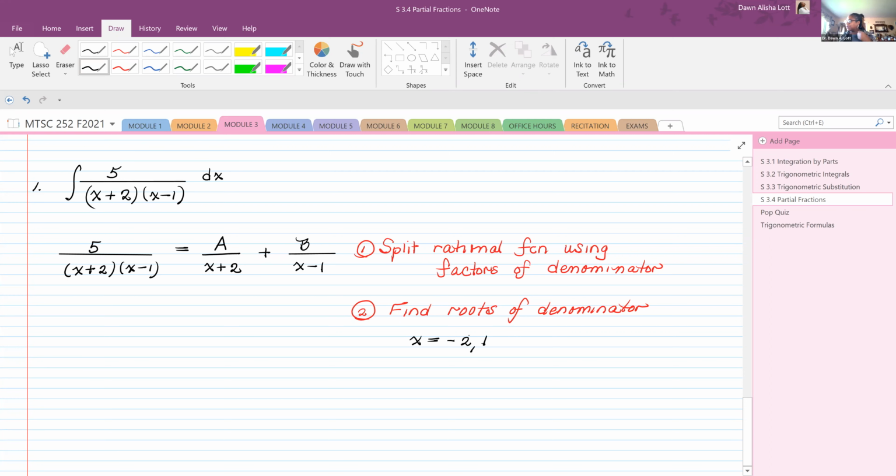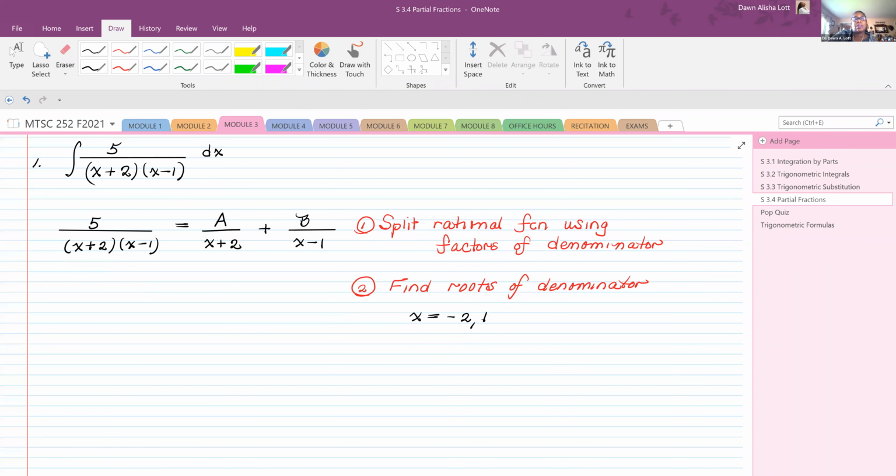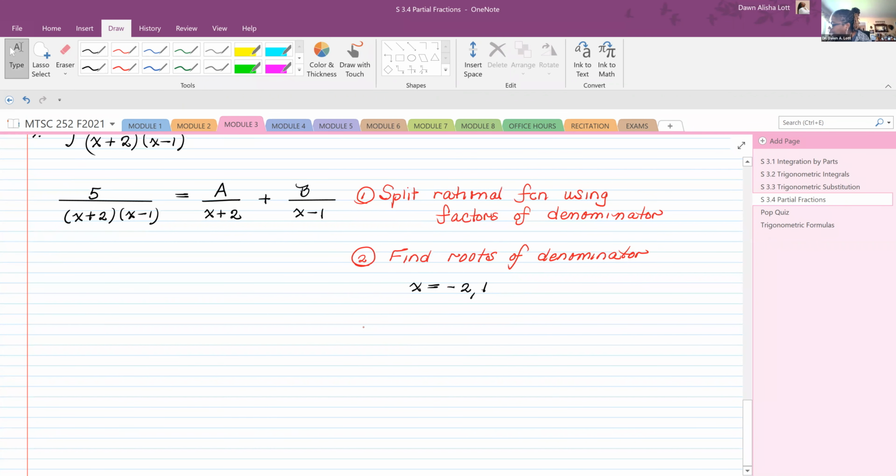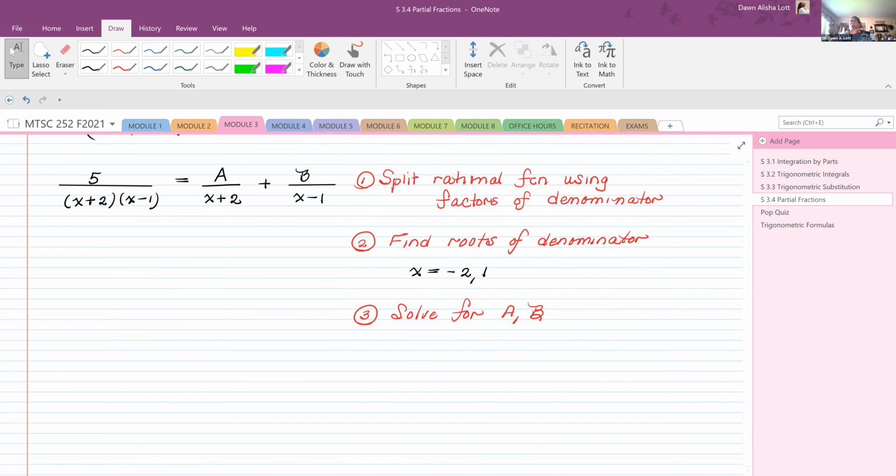Okay, so now you have identified the roots of the denominator. The next step, which seems like it would be hard, but it's not, is that now we're going to solve for A and B. And how are we going to do that? We are going to multiply the whole thing through by a common denominator. So let's multiply the entire expression, or the equation, by the common denominator.